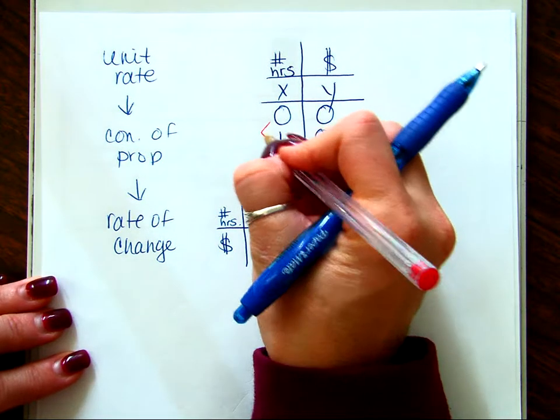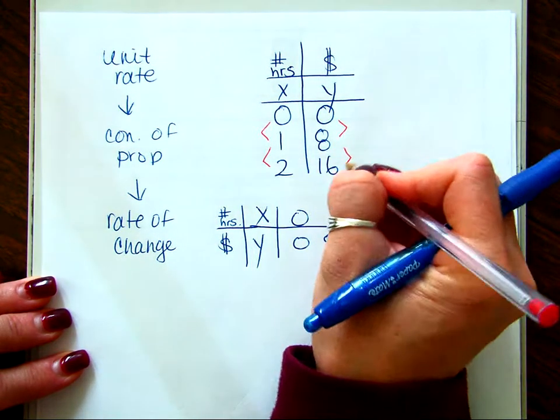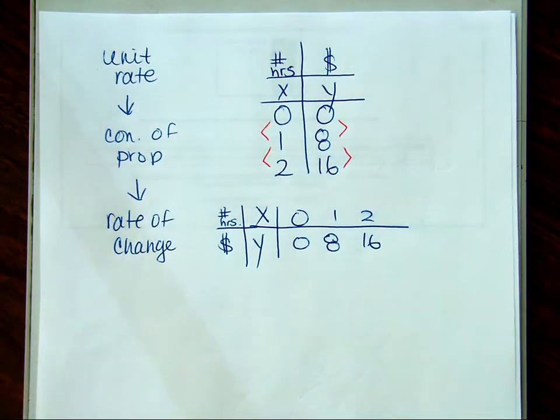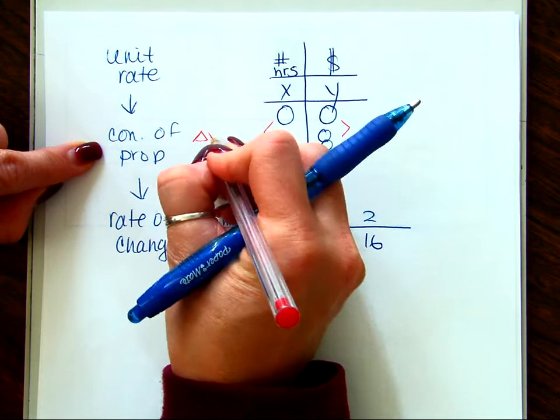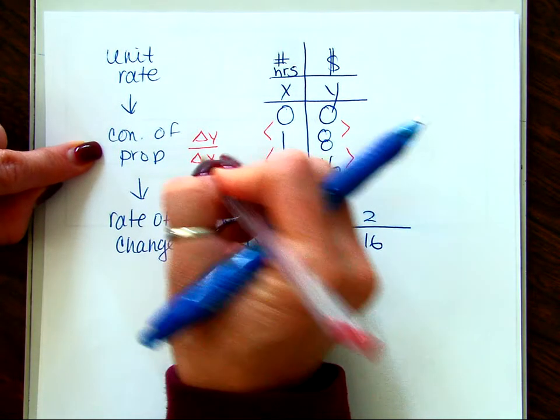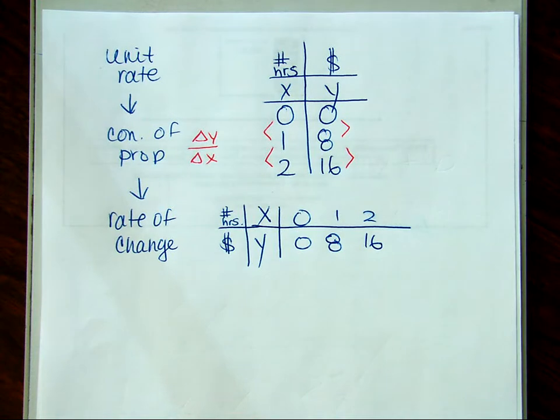I don't know if you noticed yesterday in the notes what I did. I know Mr. Meeks taught you the constant of proportionality. He did triangle Y over triangle X, and he said delta Y over delta X. Does that ring a bell? Yes. And delta is a fancy way of saying "the change in."